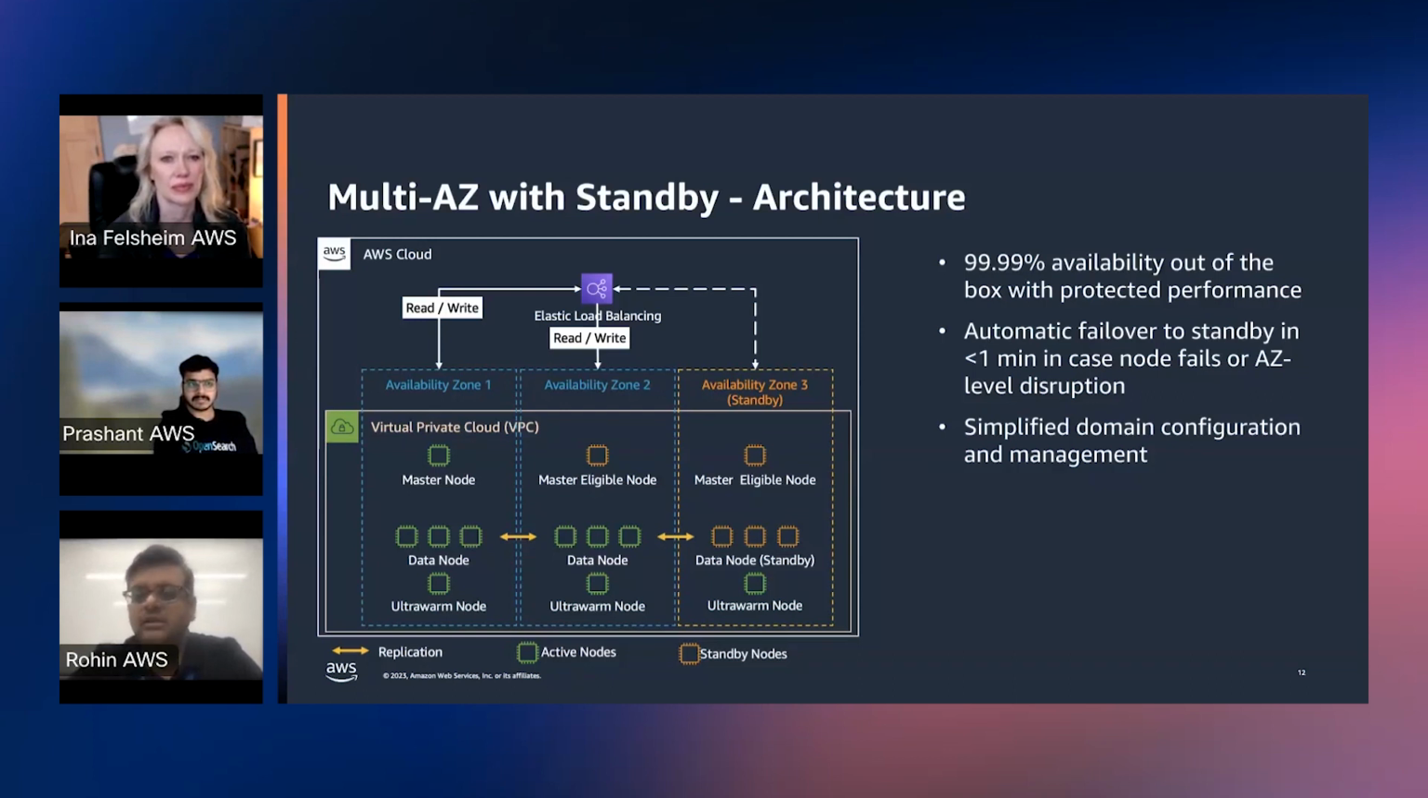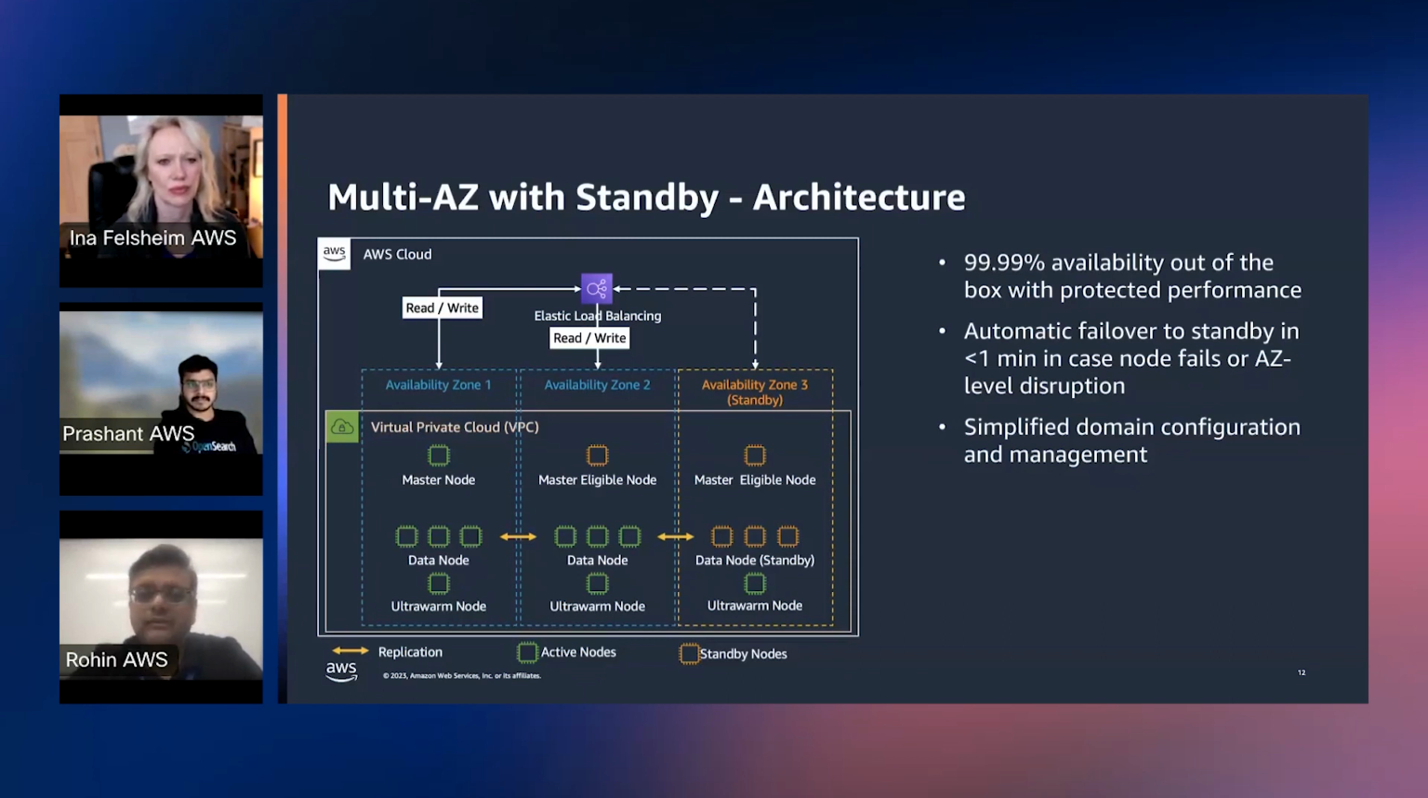As standby. What does standby mean? Standby means that these nodes will not directly receive read or write traffic, right? They will only receive replication traffic or requests as the data is written to the active nodes. So for example, if data is written to active Availability Zone 1, or the data nodes in Availability Zone 1, it will be replicated to the other copies in Availability Zone 2 and Availability Zone 3.